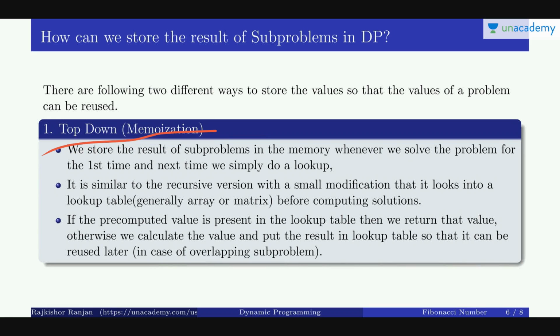In the top-down method, we store the result of subproblems in memory whenever we solve them for the first time, and next time we simply do a lookup. It is similar to the recursive version with a small modification: it looks into a lookup table, generally an array or matrix, before computing solutions. If the pre-computed value is present in the lookup table, then we return that value. Otherwise, we calculate the value and put the result into the lookup table so that it can be reused later in case of overlapping subproblems.